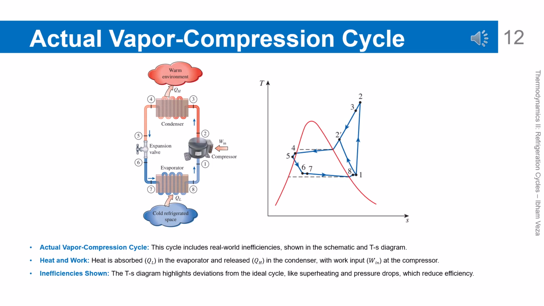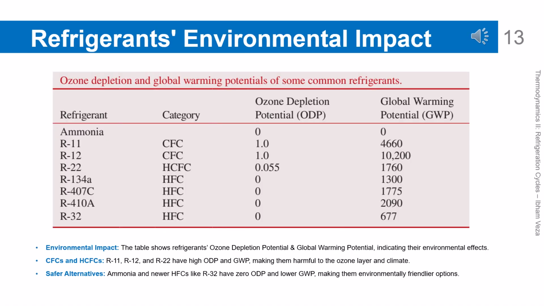Actual vapor compression cycle inefficiencies. The actual vapor compression cycle always contains irreversibilities that cannot be avoided in practice. Heat is still absorbed as QL and rejected as QH, but with higher work input. Non-ideal compression, throttling expansion, and pressure losses degrade performance. The TS diagram helps identify where these losses occur. This analysis is important to find opportunities for efficiency improvement.